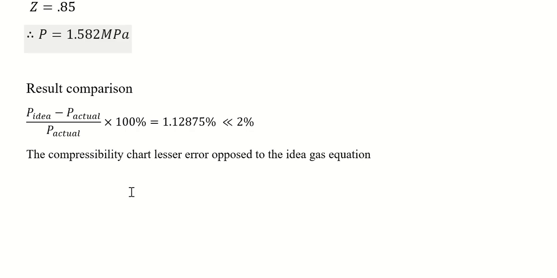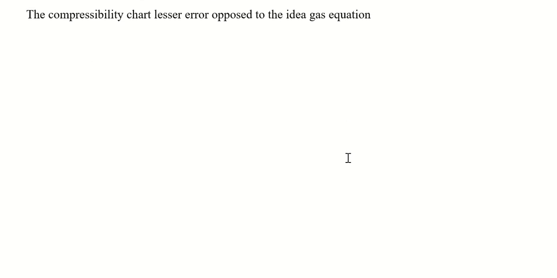So for result comparison, you get the percentage error, and the percentage error is equal to 1.12875, which is too small compared to 2%. The compressibility chart gives lesser error as opposed to the ideal gas equation. You can conclude like that as your conclusion.